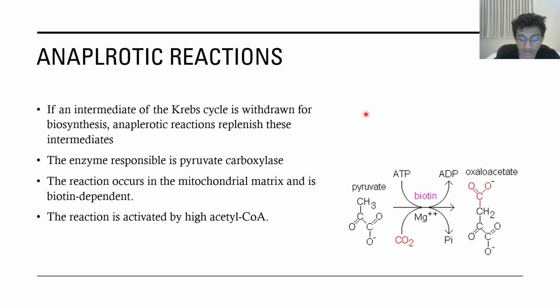Now, in the Krebs cycle, we have anaplerotic reactions. What these reactions basically do is replenish the intermediates that are being used for the biosynthesis reactions. So, for example, when oxaloacetate is used in biosynthetic reactions, we're going to have less of it. But how do we keep the cycle moving? We convert pyruvate into oxaloacetate, and the enzyme that does that is pyruvate carboxylase. Now this reaction occurs in the mitochondrial matrix, and it's biotin dependent, and this reaction is activated by high acetyl-CoA.